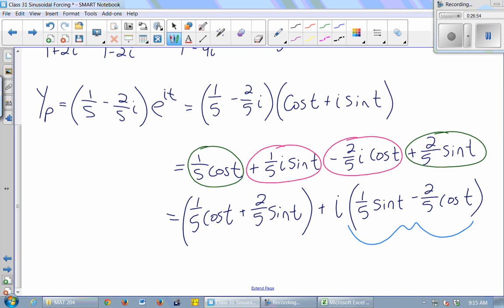It's negative over here. So the imaginary part, this is my y particular. So this negative 2/5, I don't know where you lost the sign, but it should be negative.